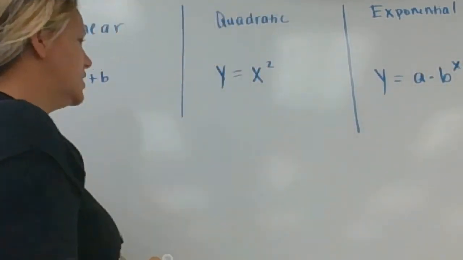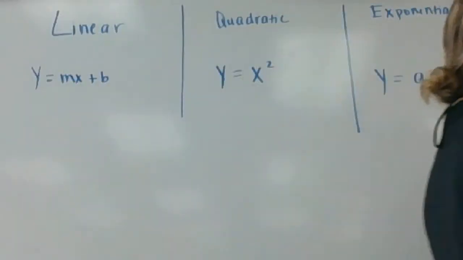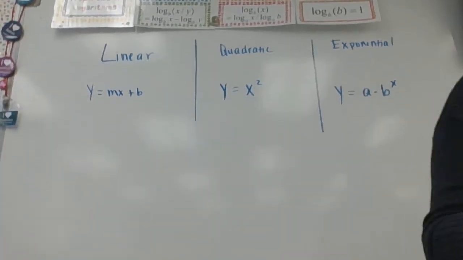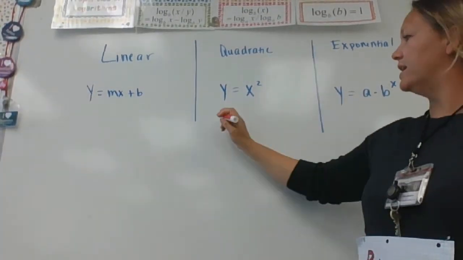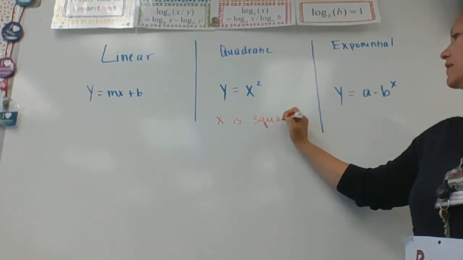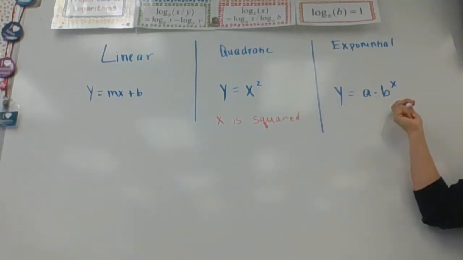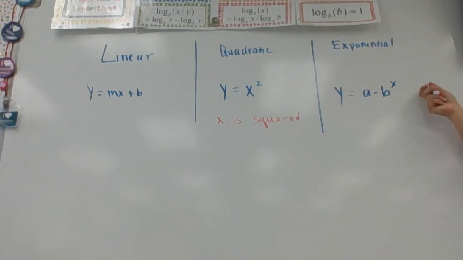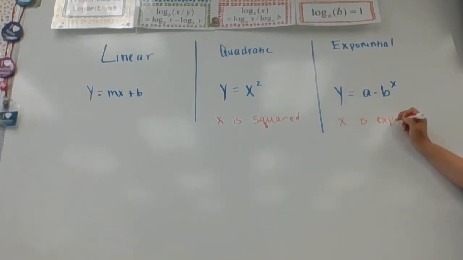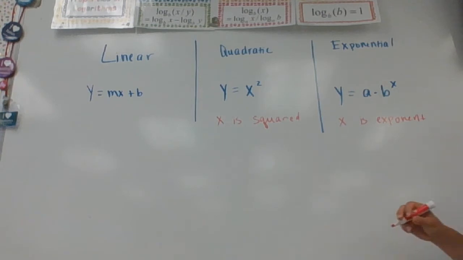All right, and so I went ahead and put these three models side by side. Maybe this will be helpful. You're going to do quadratic if x is squared. Is there one in the top row where x is an exponent? Is x an exponent in any of the top row? I don't think so.